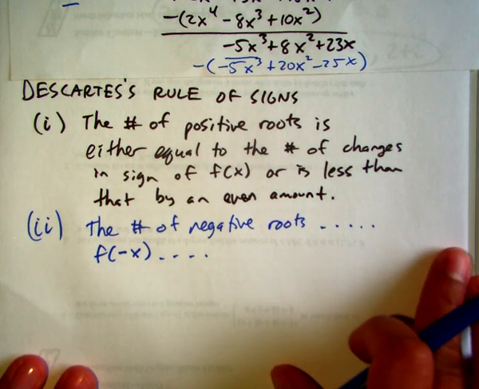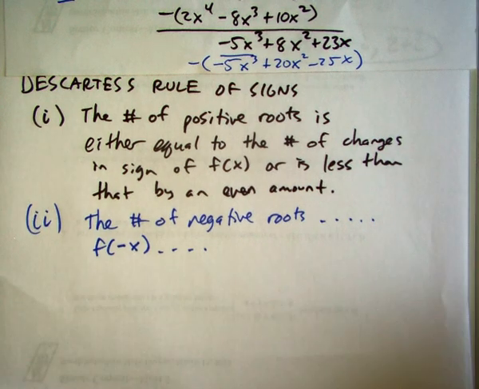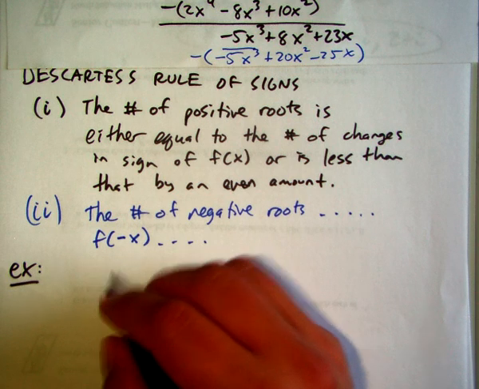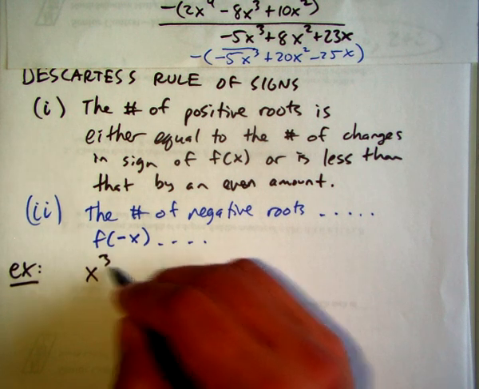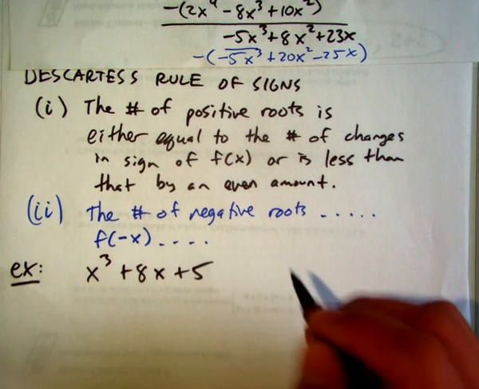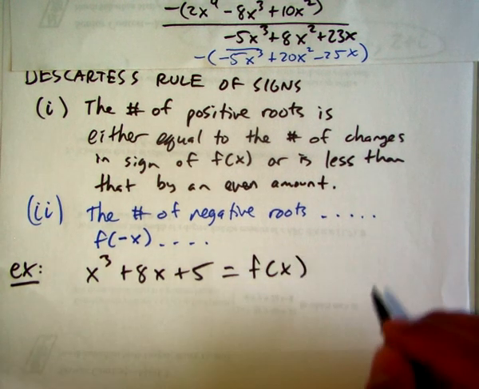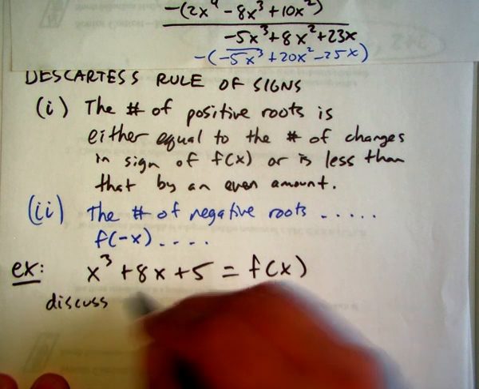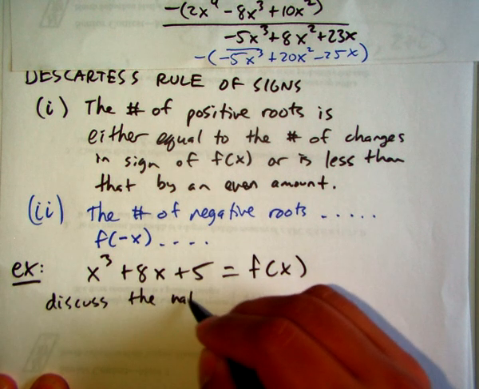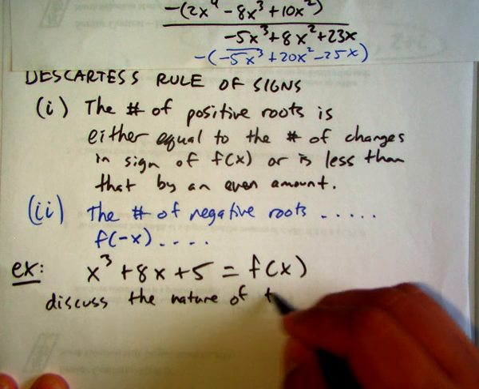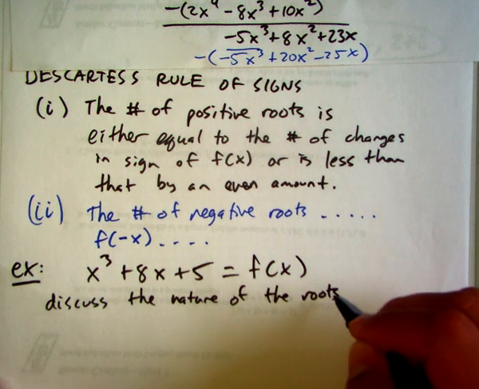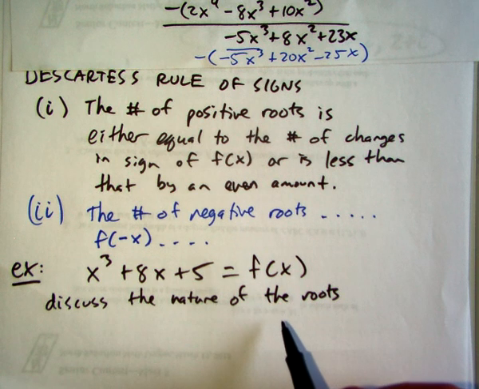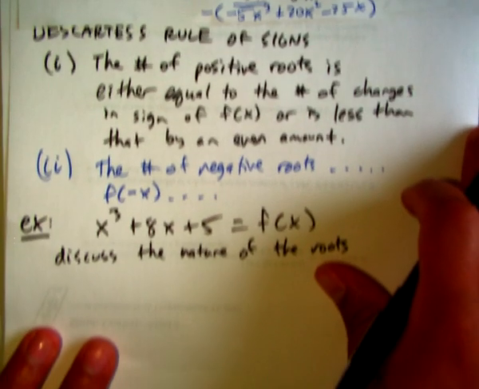Maybe we'll do a couple of examples because these don't take very long, but it's good to have a few of these. Okay, so let's say we have x cubed plus 8x plus 5. Let's say that's f of x. And we just want to discuss the nature of the roots. Sometimes you might be asked to tell me what you know about the roots, not necessarily to find all the roots, but just tell me what they kind of look like. And Descartes' rule of signs will help you do that.